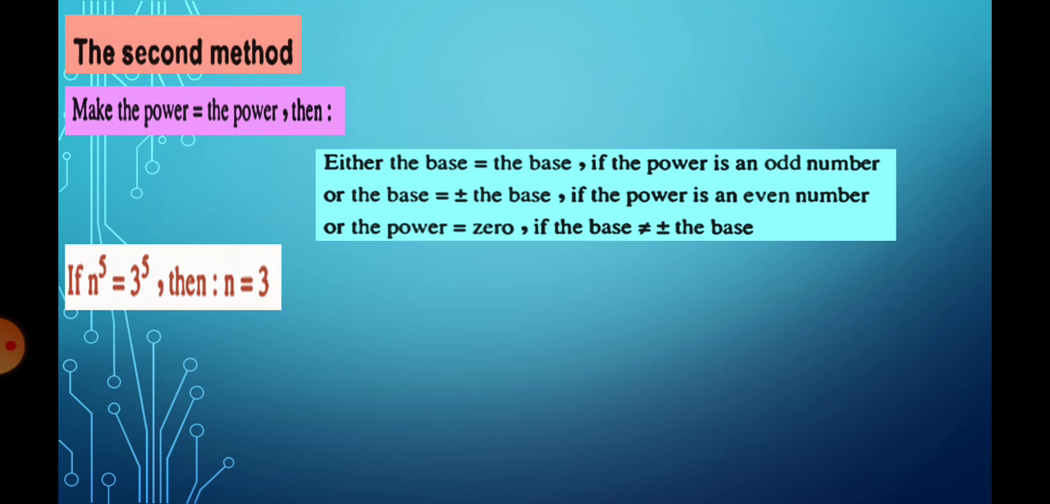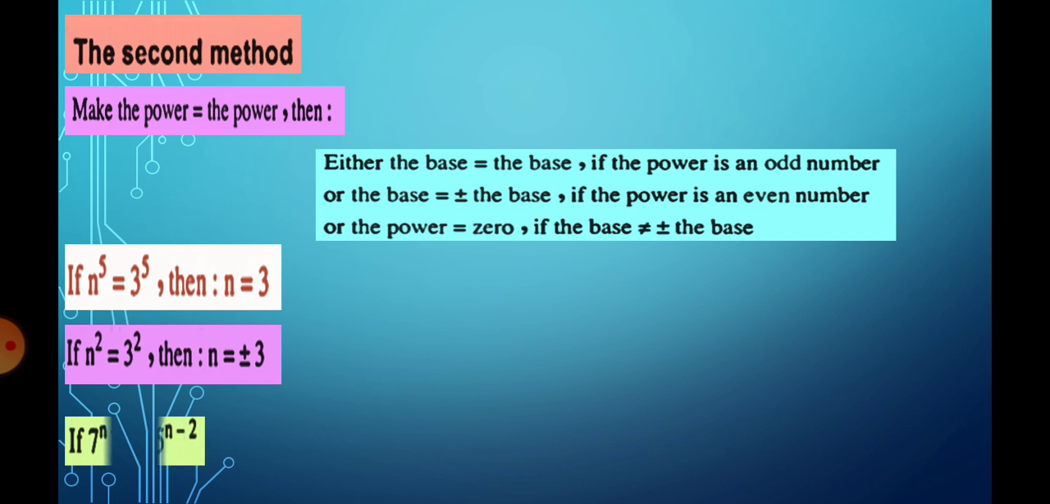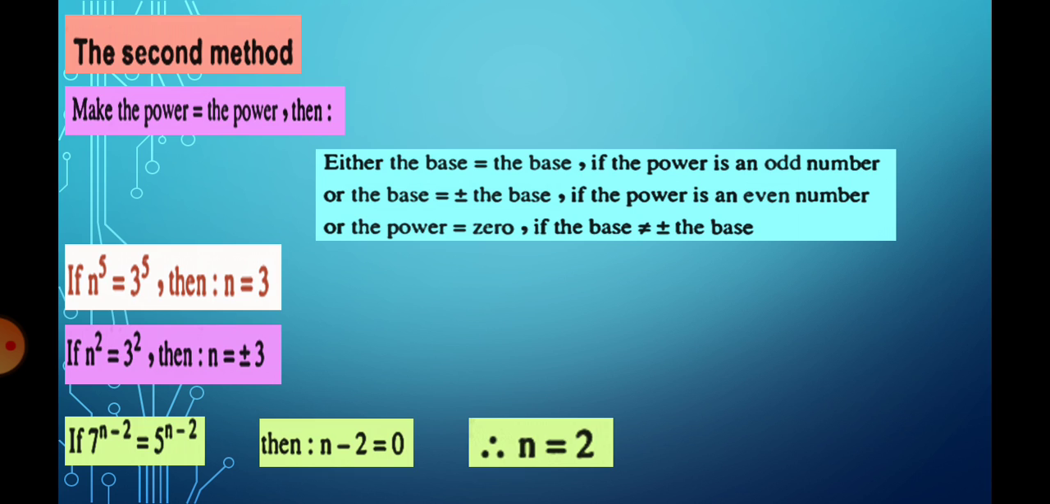Like number 1, n to the power 5 equals 3 to the power 5. Here the power is odd, then the base equals base, so n equals 3. N to the power 2 equals 3 to the power 2. Here the power is even, then we can write the base n equals positive or negative 3. 7 to the power n minus 2 equals 5 to the power n minus 2. Here the power equals power, but the base doesn't equal another base, so the power must equal 0. We can find n minus 2 equals 0, then n equals 2.